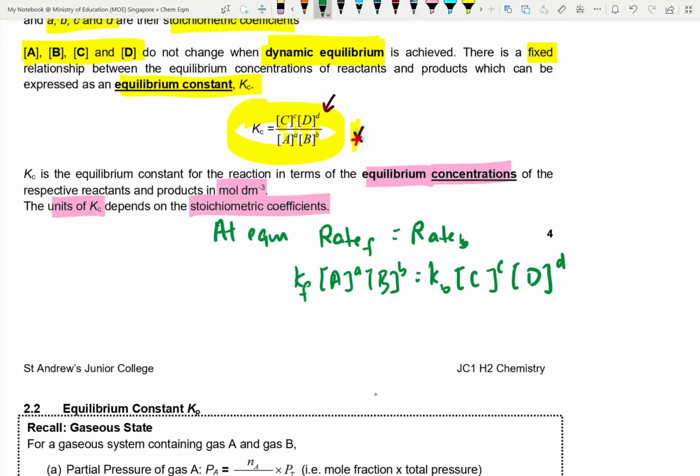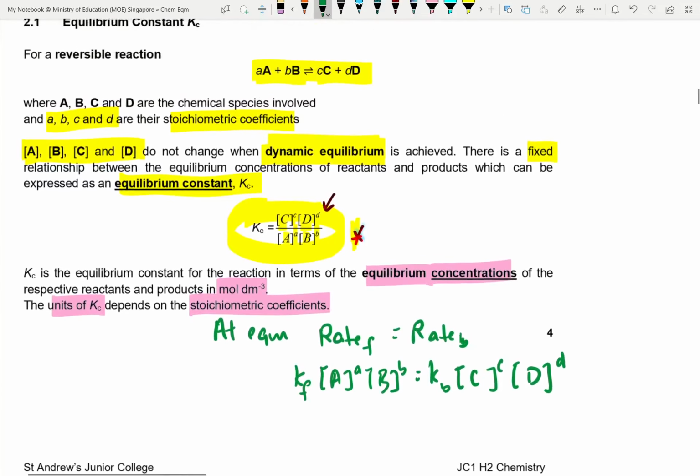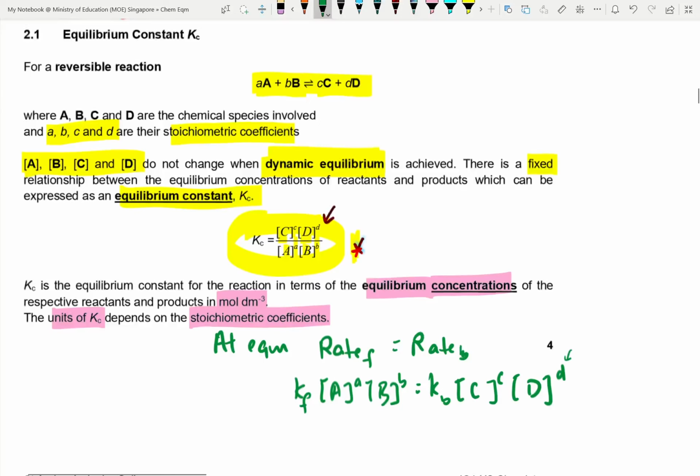Imagine this is a single step reaction. So the rate of the forward reaction will be equal to the rate constant kf multiplied by the concentrations of A and B raised to the appropriate order of reaction, and then the rate of the backward reaction would be kb times the concentration of C raised to the power of c, and D raised to the power of d. This is only true if this is a single step reaction.